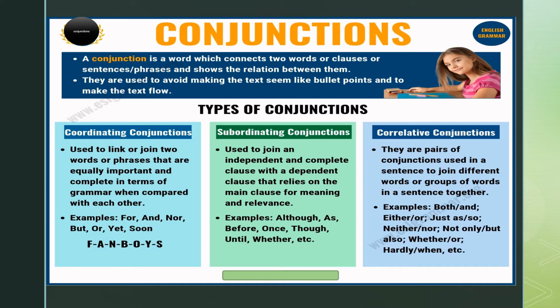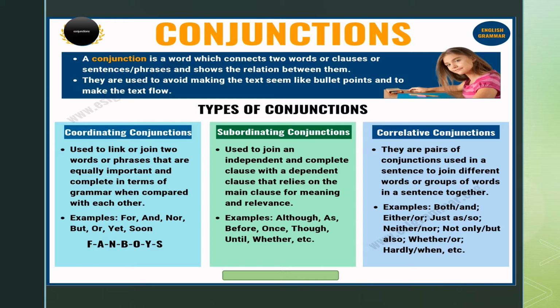Broadly, conjunctions are divided into three types which we are going to study in our lesson. Coordinating conjunctions, subordinating conjunctions, and correlative conjunctions. Now, what are coordinating conjunctions? Coordinating conjunctions are used to link or join two words or phrases that are equally important and complete in terms of grammar when compared with each other. We are going to deal with these different types of conjunctions in detail in our next slide.